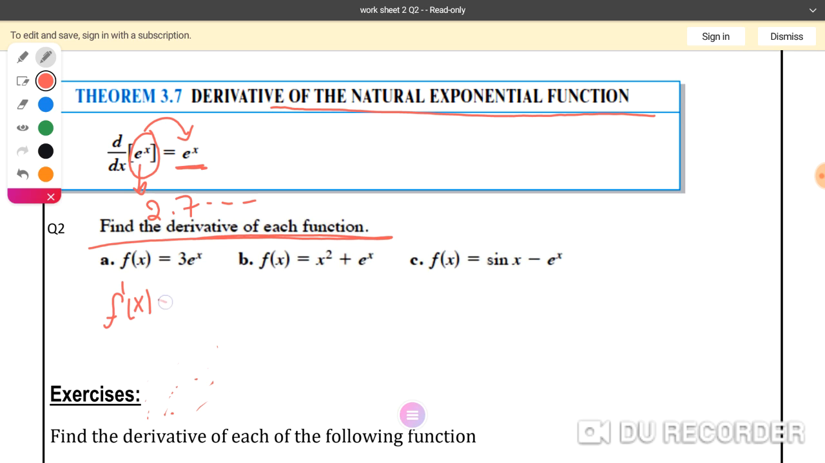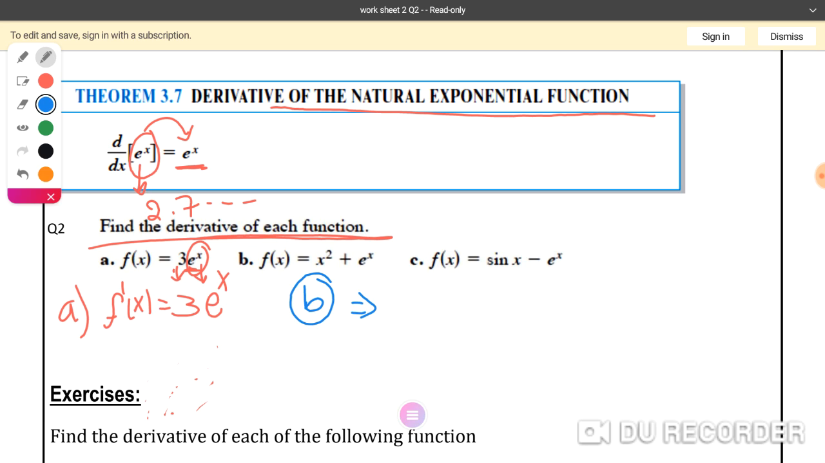Here, a number multiplied by any function: the derivative of any number multiplied by a function means this number multiplies the derivative of this function, which is e to power x. It's the same. It doesn't change. I hope you understand. That is part A. Part B, so easy.